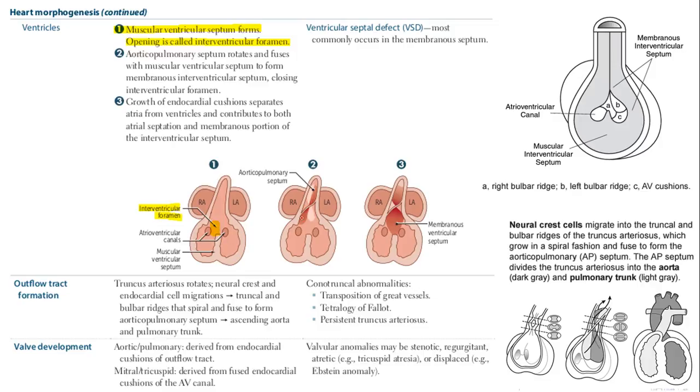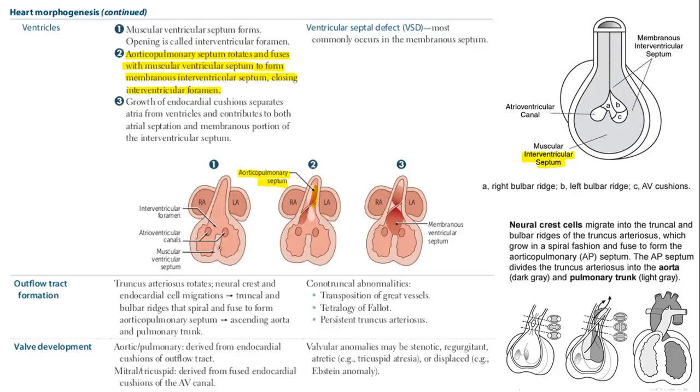What are we looking at exactly here? Here's another diagram, another way that it's displayed. After that septum forms, there's that hole there, the septum. Up here things get kind of interesting, twisty. It says the aorticopulmonary septum rotates and fuses with the muscular ventricular septum to form the membranous interventricular septum, closing the interventricular foramen.